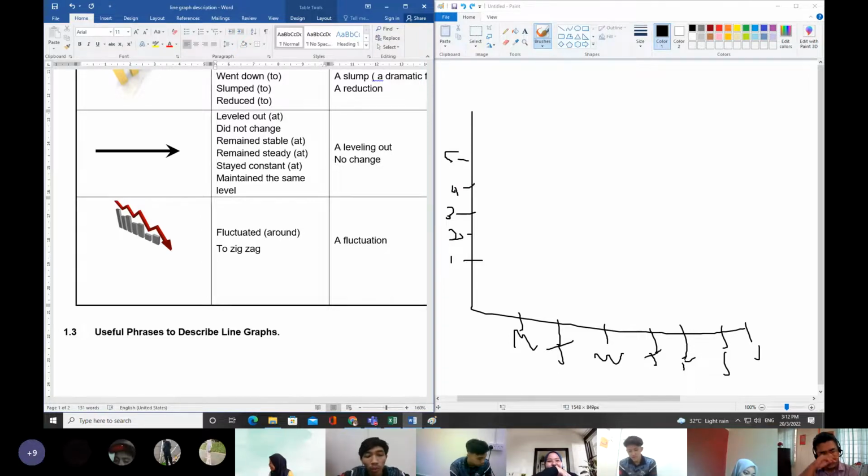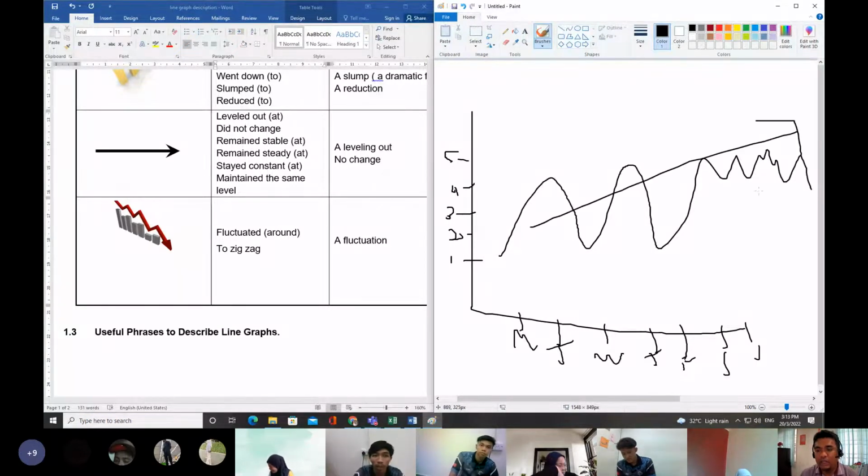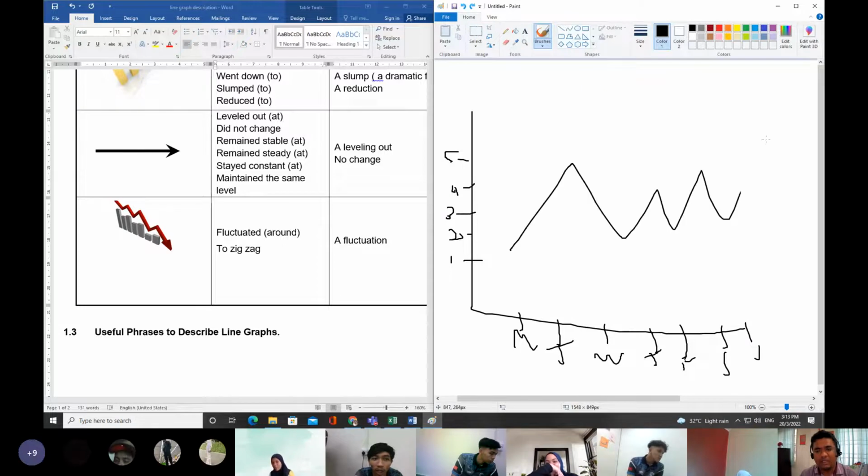To zigzag. Okay, so fluctuation data or to zigzag meaning that basically the data is crazy. Data dia menggila. Okay, the movement is crazy. Dia naik atas, naik turun, dia menggila. So this is fluctuation. There is no real upward trend or there is no real downward trend. Tak ada. The data is just anybody's guess. So zigzag macam zigzag lah. Dia macam zigzag juga lah. But people don't really describe it as zigzag. People usually use the word fluctuation.